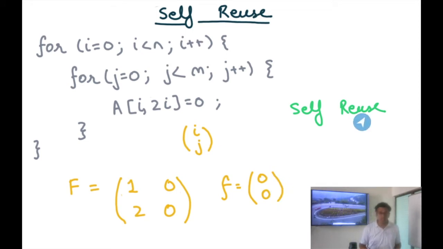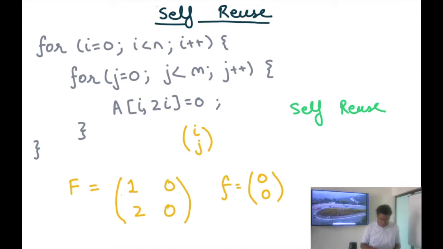And in this case, there is self-reuse. Why is there self-reuse? Once again, for different iterations of j in the inner loop, it's the same location. For example, if i is equal to 0, then it's A[0][0] that's being accessed across all the iterations of the inner loop. If i equals 1, then it's A[1][2] that's being accessed across all the iterations of the inner loop, and so on. And so there is self-reuse.